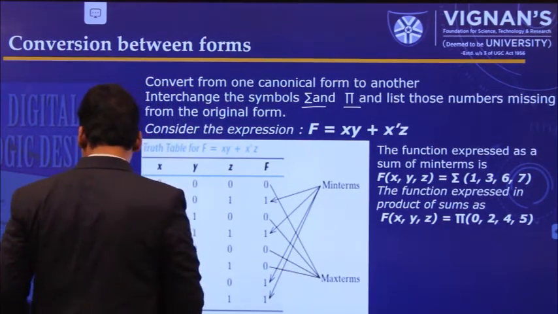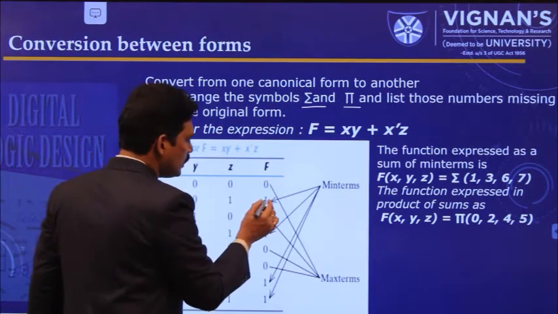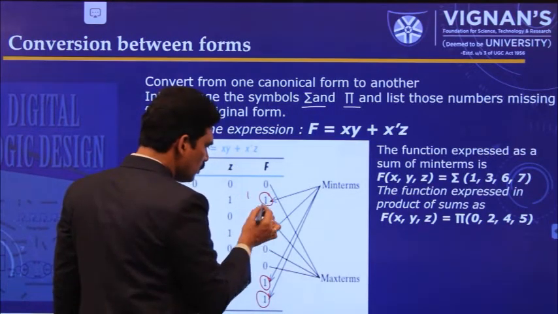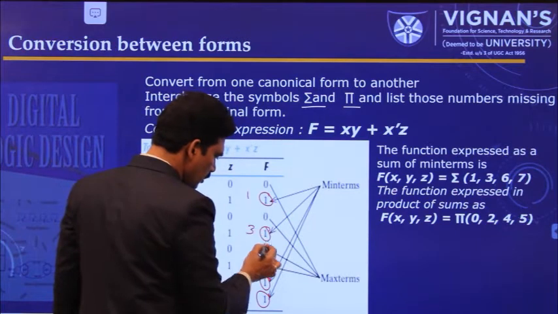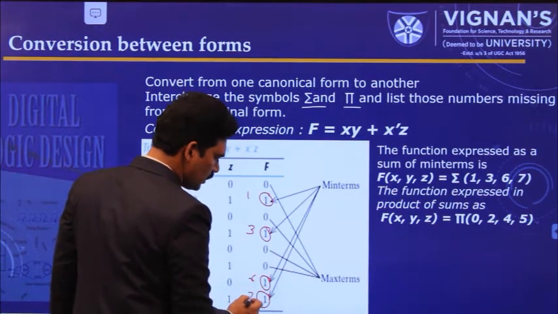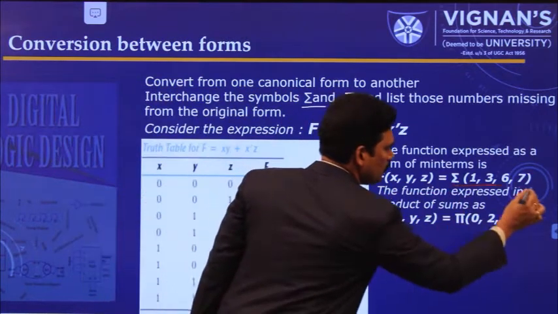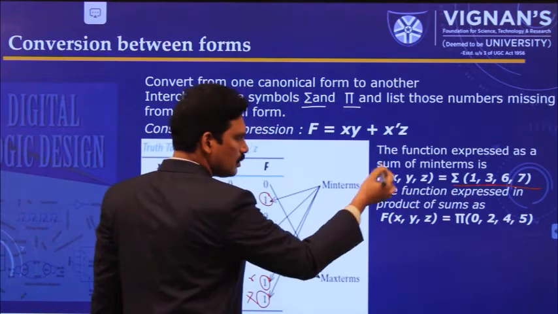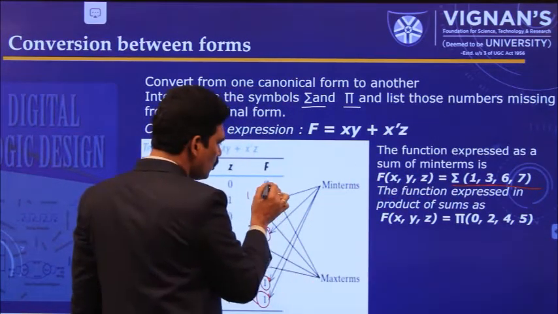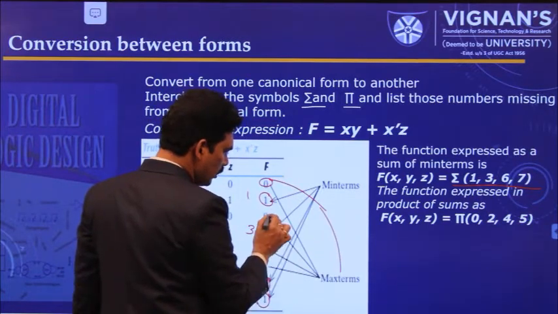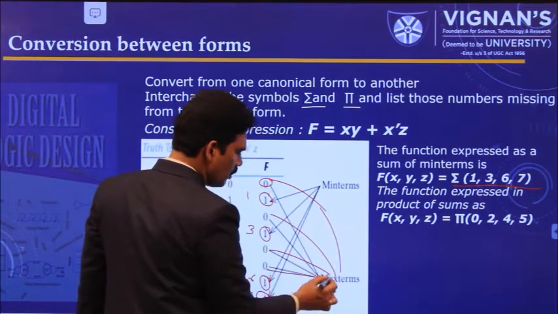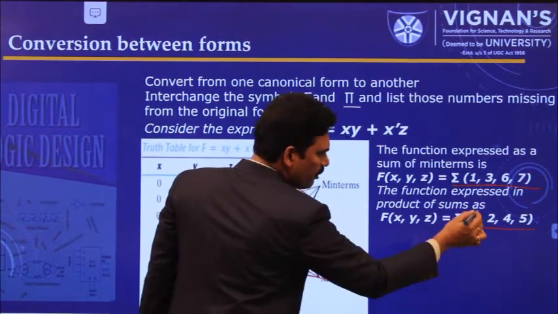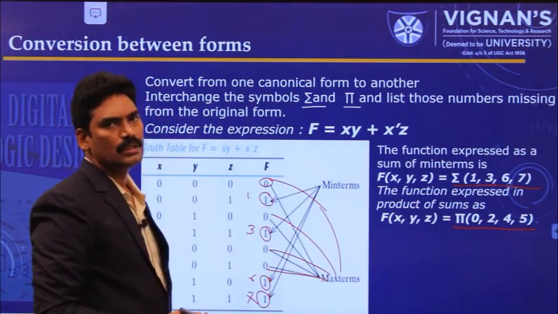So what are the one terms here? This is one term, this is one, and what are these? 0, 1, 2, 3, 4, 5, 6, 7. These are 1, 3, 6, 7 as usual. This is 1, 3, 6, 7, and another one is minterms, the sigma for sum of minterms. What about max terms? The zero terms are max terms. So this is represented as f of xyz is equal to pi of 0, 2, 4, 5. This is another example.